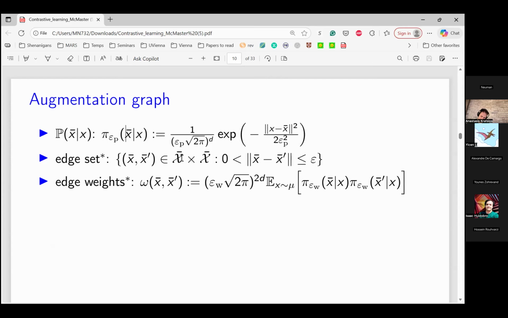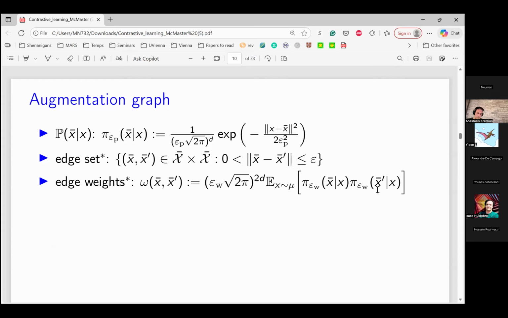There's an edge set. Now you have X and X bar living on this augmented data set, and I'm going to connect them if they are close to each other, within epsilon distance. It does look like a first similarity, but there's more. The edge weight between X bar and X bar prime is given by this formula right over here. Take a look at this expectation. The pi epsilon w has the same form as pi epsilon p, where I just exchange epsilon p for epsilon w. So pi epsilon w here is still a Gaussian; I just exchange the variance.